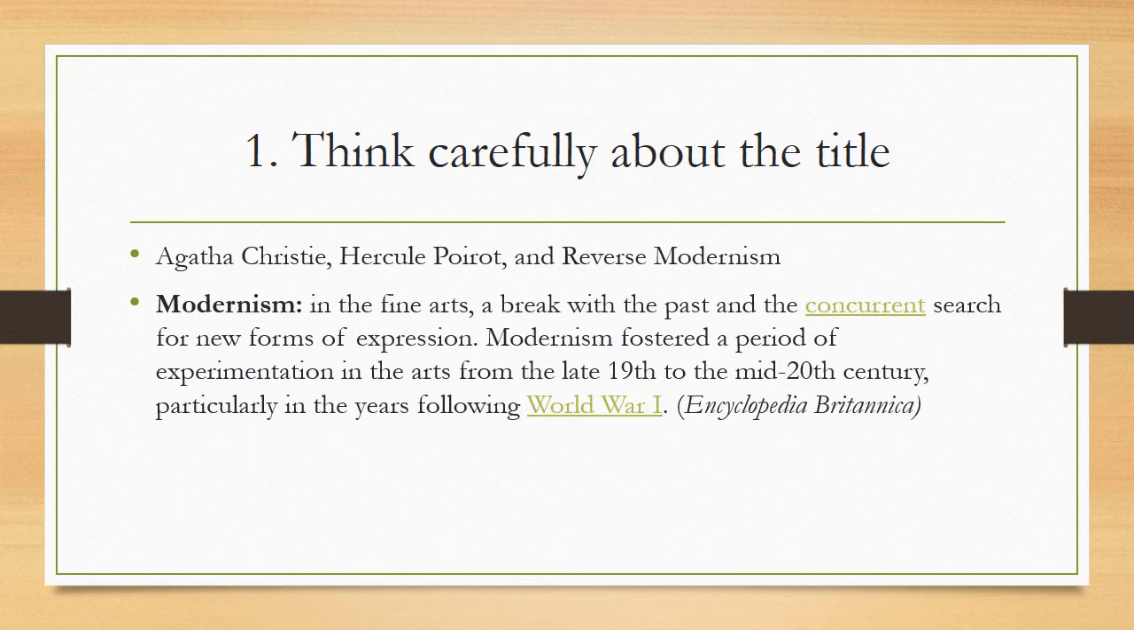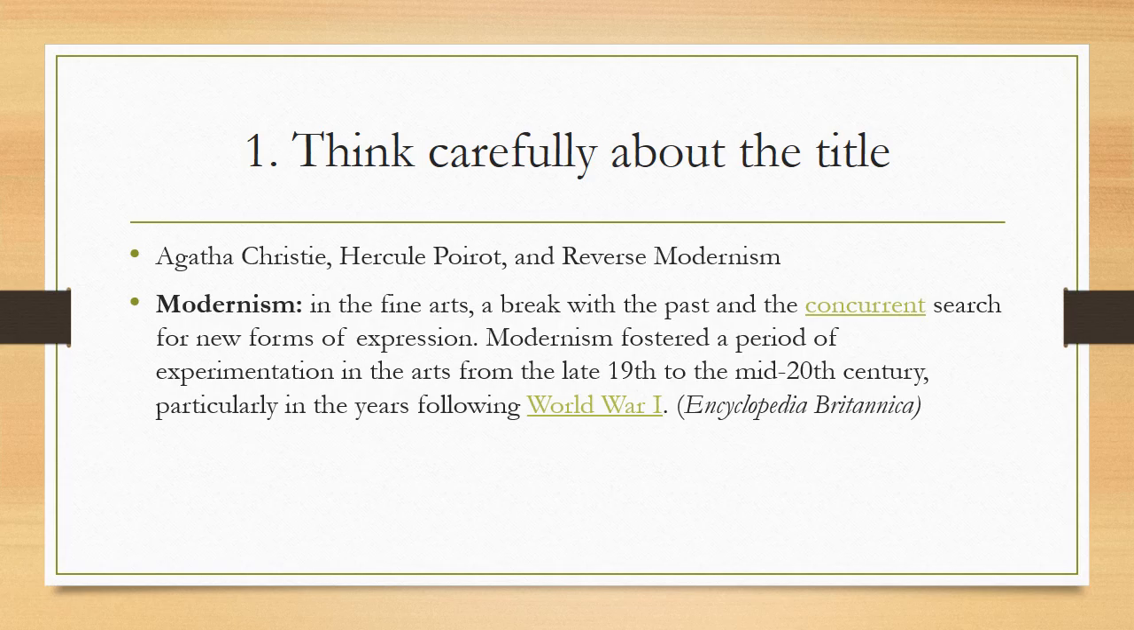And here's a definition I found from Encyclopedia Britannica. In the fine arts, a break with the past and the concurrent search for new forms of expression. Modernism fostered a period of experimentation in the arts from the late 19th to the mid-20th century, particularly in the years following World War I. So it says in the fine arts. So looking back at that caption on the previous slide, you will notice it said literary modernism in that caption, even though the title just has reverse modernism.